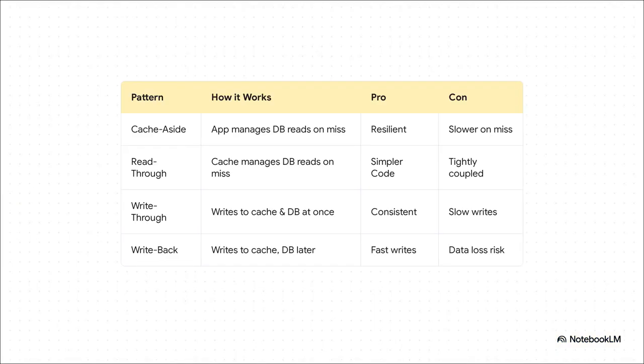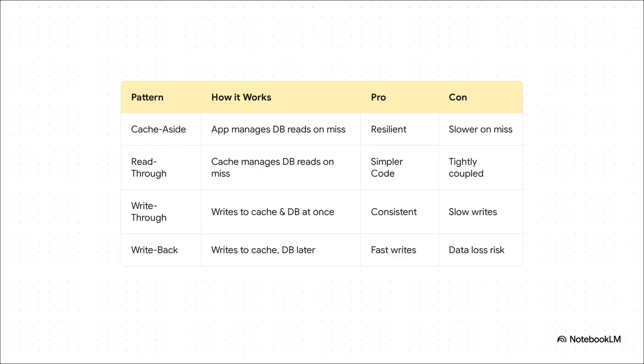The most common one you'll see is called cache aside. Think of this as the do-it-yourself approach. Your app asks the cache, hey, do you have this? If the cache says no, that's a cache miss. Then your app has to go get it from the database itself and then put it in the cache for next time.